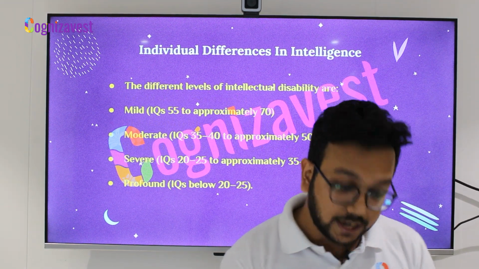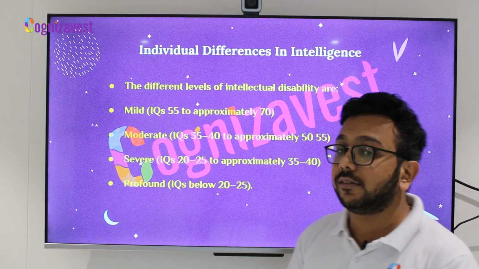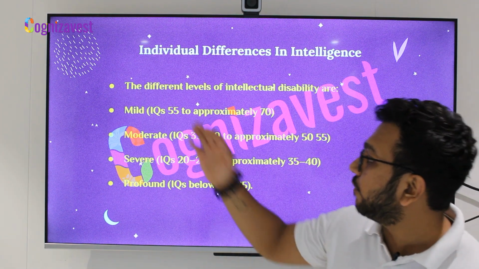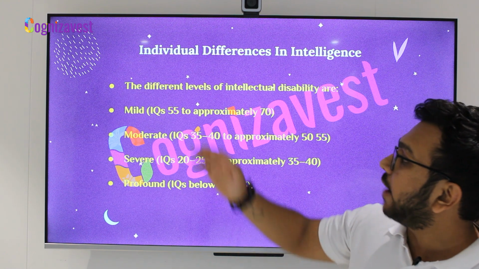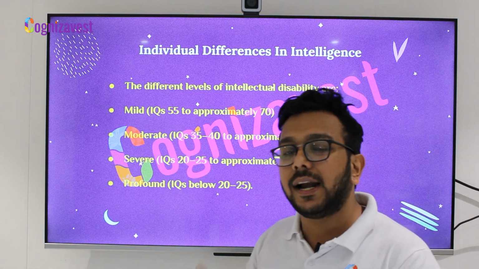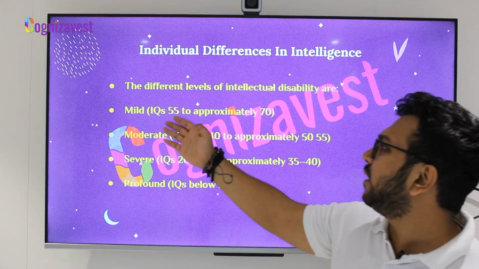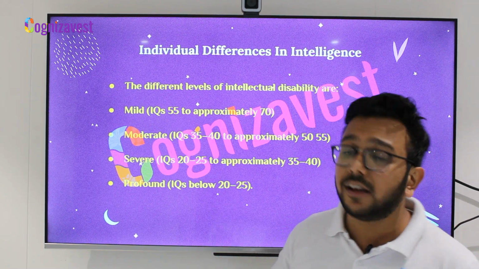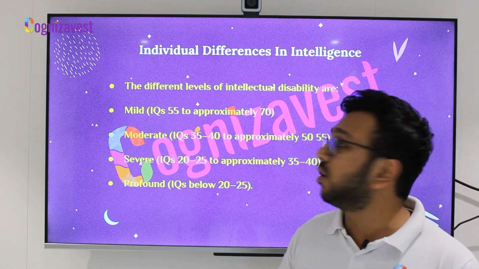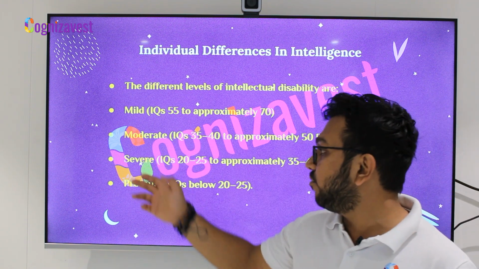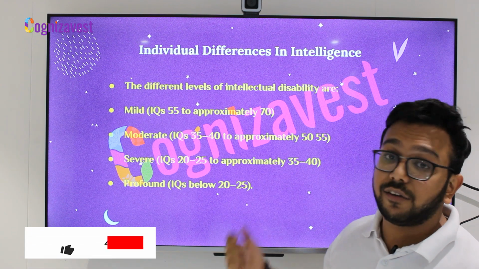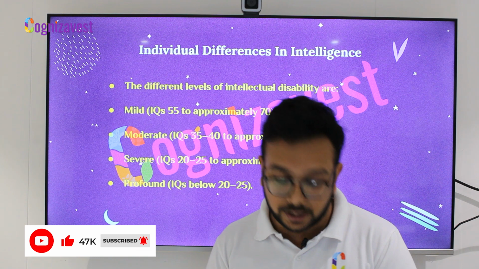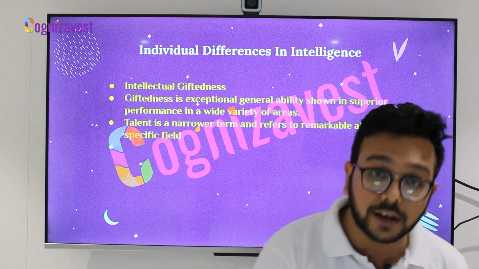Okay. Moving ahead, we have the different levels of intellectual disability as well. So we here have 4 different levels of intellectual disability, which is your mild, moderate, severe and profound. People with mild intellectual deficiency will have an IQ ranging between 55 to approximately 70. Moderate would be from 35 to 40 till 50-55. Severe would be 20 to 25 till 35 to 40. And the last, profound, is IQ below 20 to 25, below that. Okay, I hope this was clear here now.